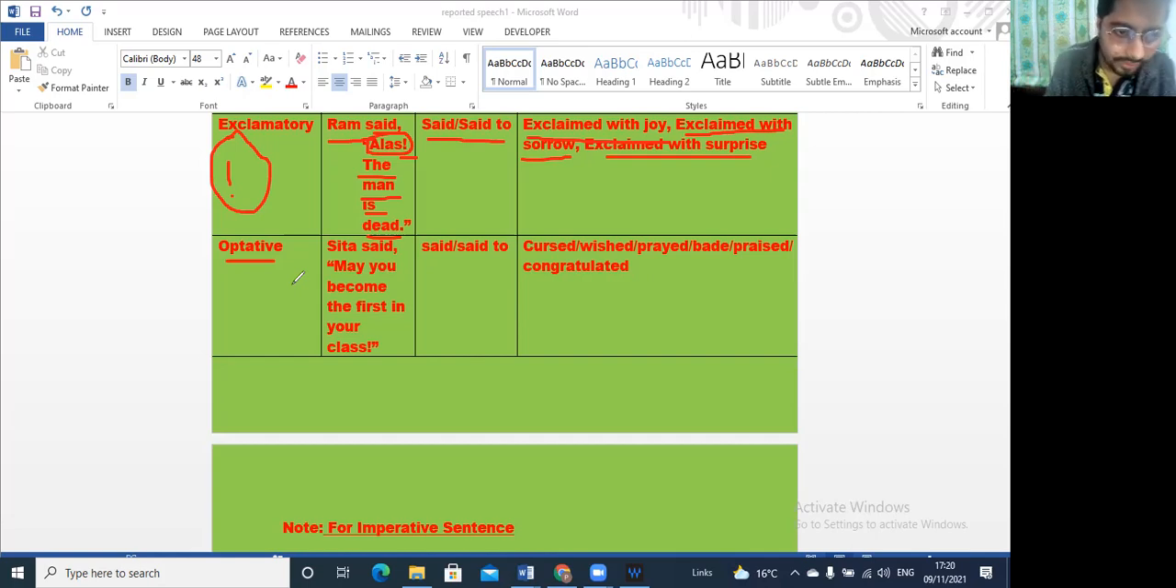Now, in optative sentence, let me tell you, Sita said, may you become the first in your class. Okay, in optative sentence too, there is somewhat use of interjection sign or exclamatory symbol after the sentence. In this case, said or said to is changed into cursed, depending upon the sense of reported statement.